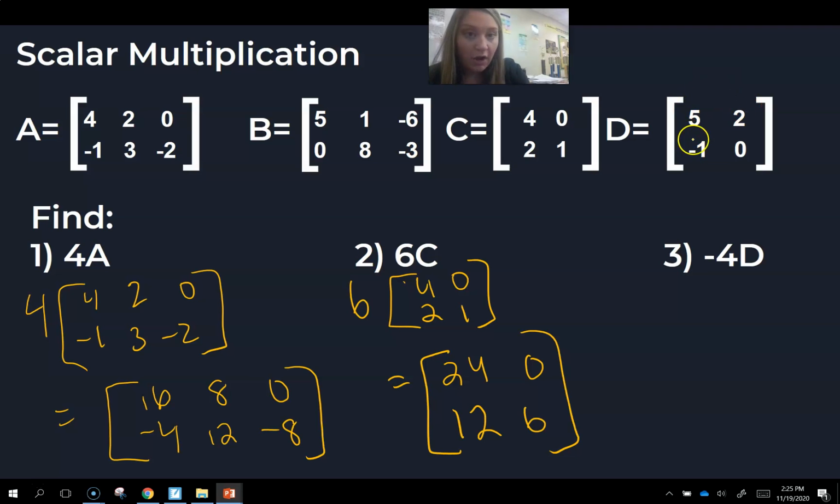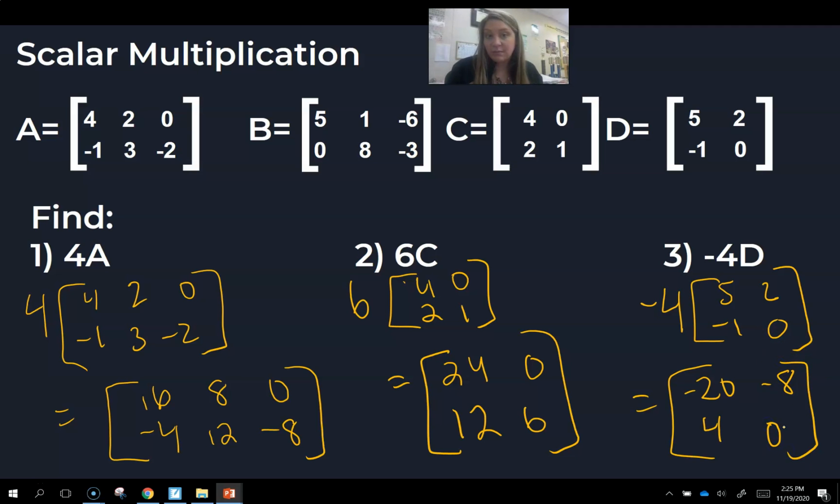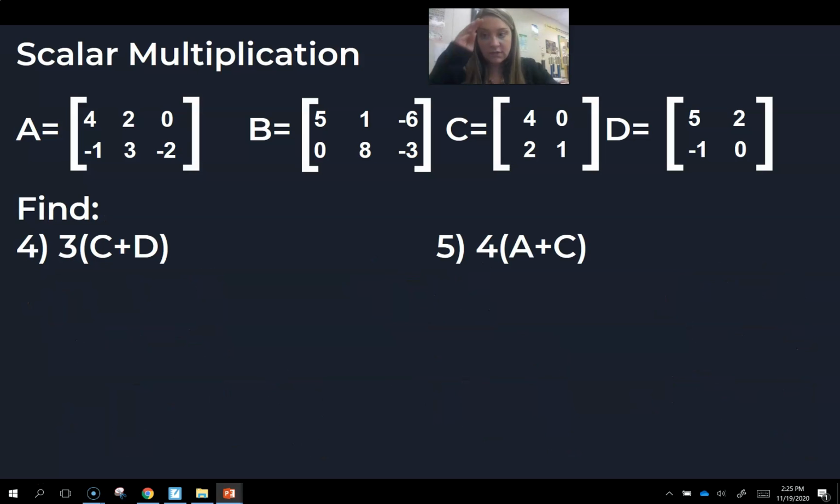You're going to multiply all matrix D by the number -4. So, -4 times 5, -20. -4 times 2, -8. -4 times -1 is 4. -4 times 0 is 0. That's it. Okay? Here, we're going to add and subtract, and we're also going to multiply by a scalar.